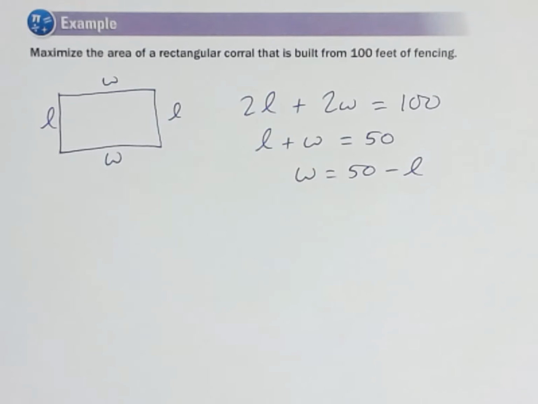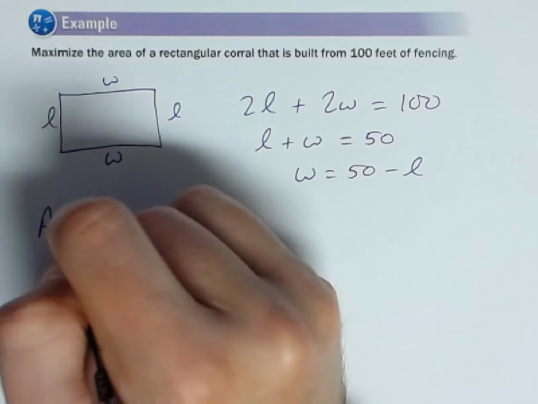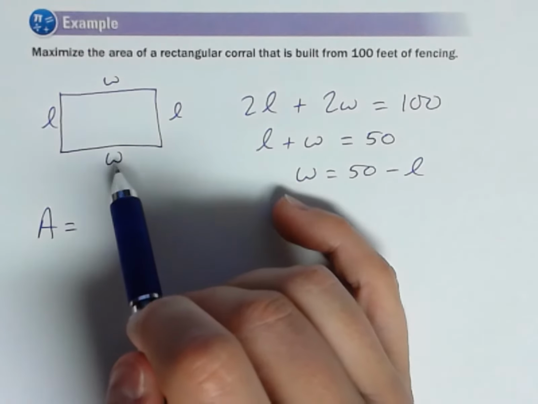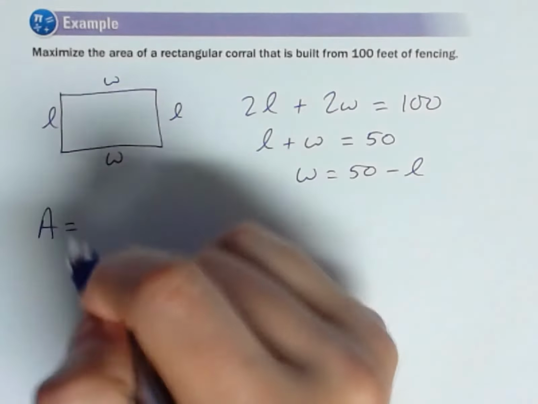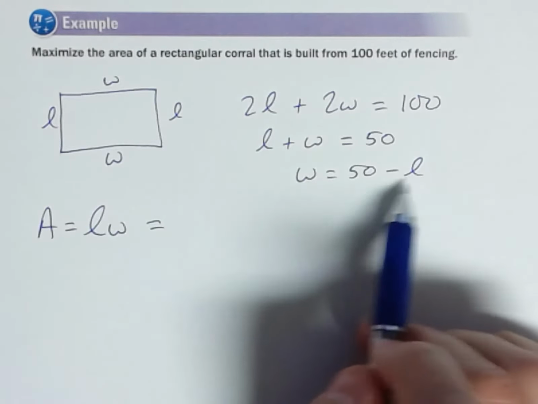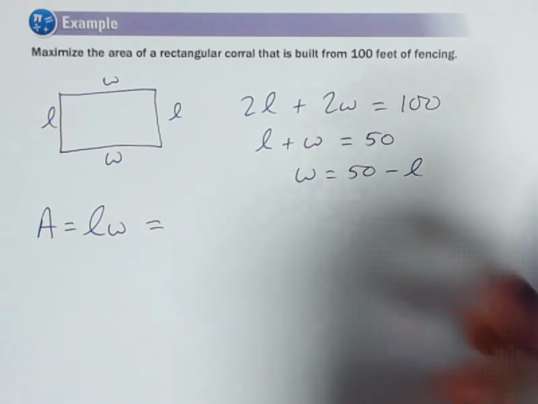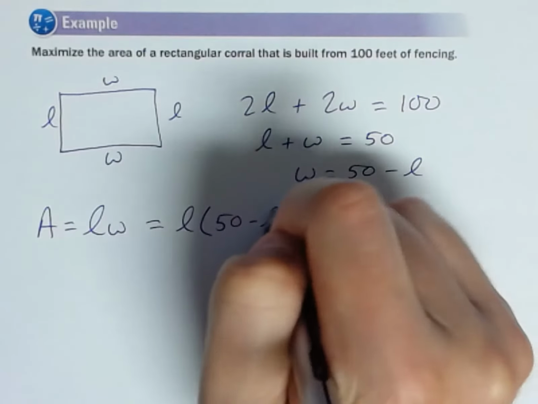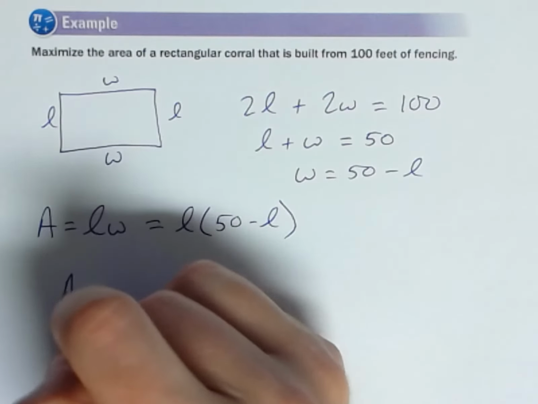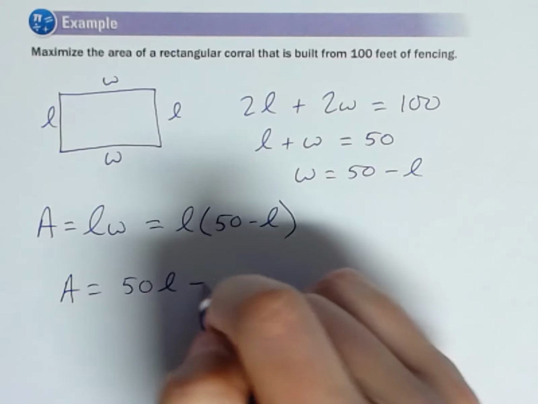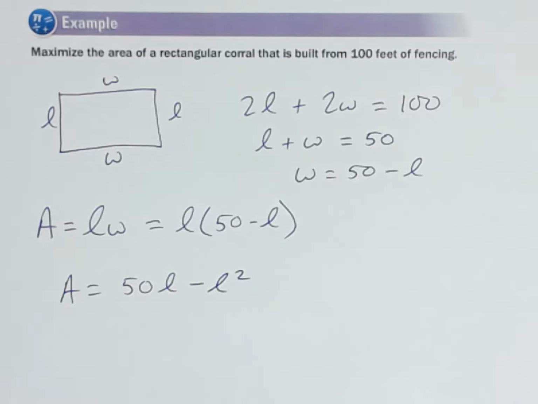Why did we just do that? Let's think about it. What's the area of a rectangle or a shape like this? It's length times width, right? So it's LW. That's too many variables for us. That's why I simplified this in terms of one variable. So let's substitute: L times 50 minus L. So my area is 50L minus L squared. Well, that's the equation of a quadratic, isn't it?